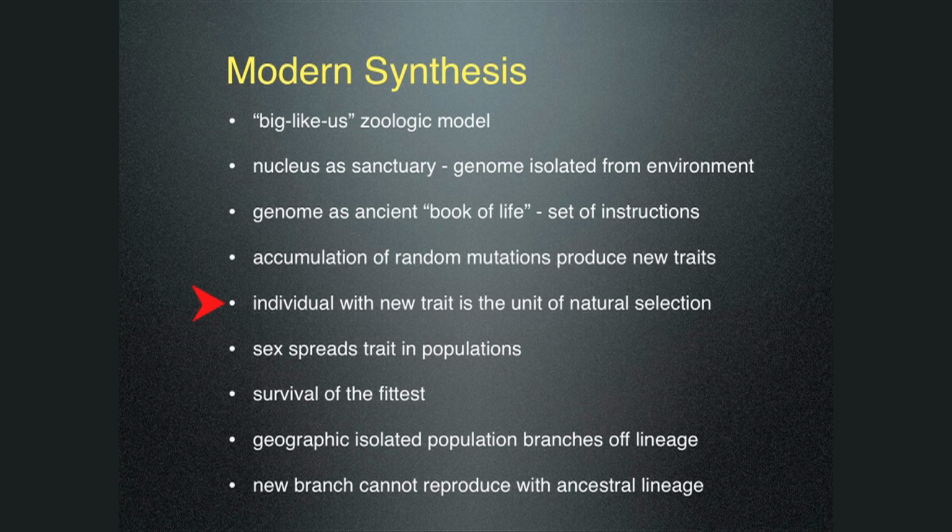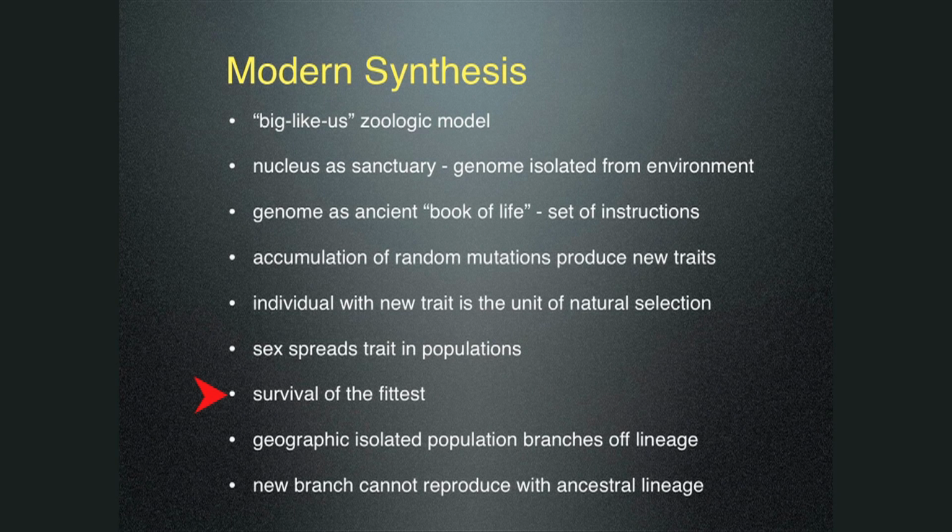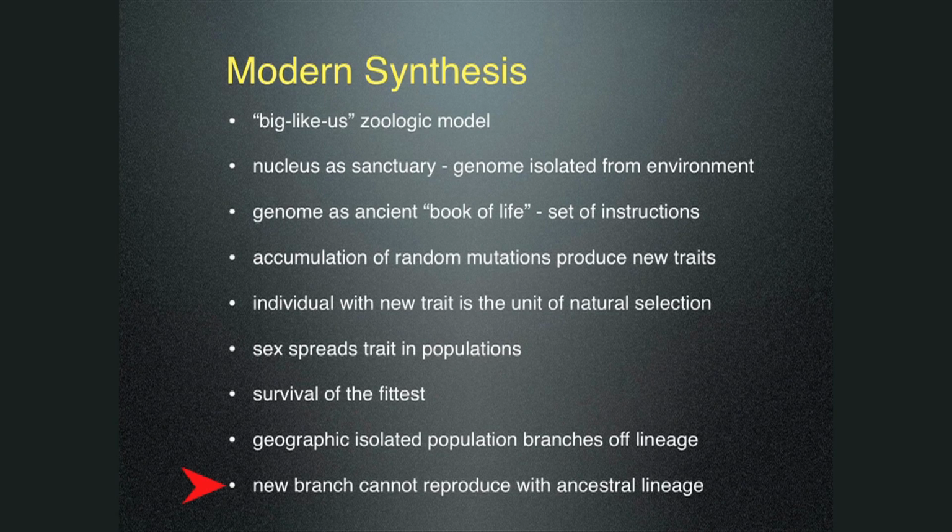The individual with the new trait is the unit of selection. It is only the individual that is naturally selected. There is no group selection. Then sex spreads the trait through populations. There's the survival of the fittest, or the fact that in this case the white fur is so much better at camouflaging that it gives you a selective advantage, means that the brown bears that live in the Arctic don't survive. And when the accumulation of different mutations has advanced far enough, you get reproductive isolation from the rest of the population, so that you have a new species, the biological definition of speciation, where the branch, the white bears, can no longer interbreed with the original brown bear population and produce fertile offspring.